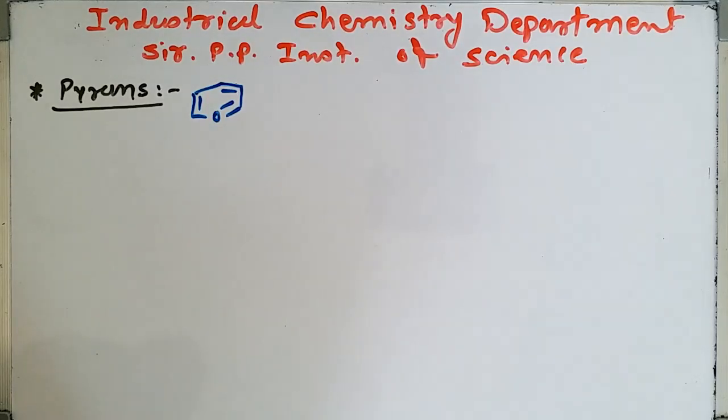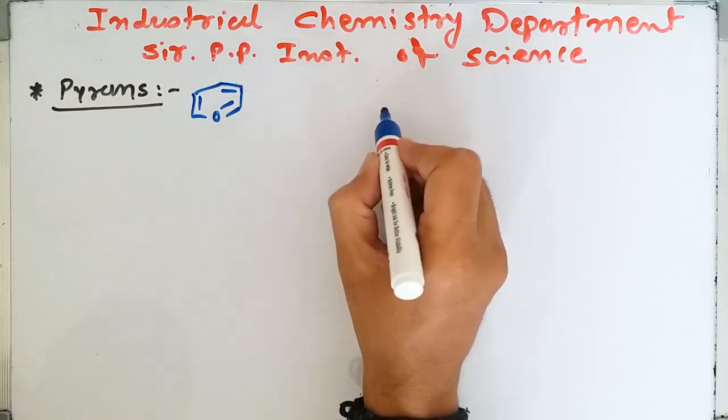Pyrans are the simplest parent compounds of all six-member heterocycles having an oxygen atom. I repeat, pyrans are the simplest and parent compounds of all six-member heterocycles having oxygen atom. Pyran exists in the following two tautomeric forms. First of all, we see the tautomeric forms of pyran.